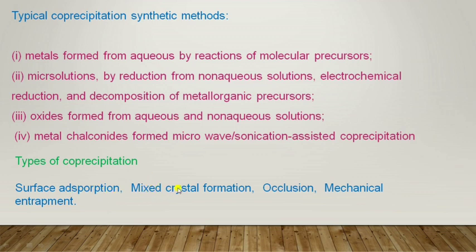The second one, mixed crystal formation, is where one of the ions in the crystal lattice of a solid is replaced by the ion of another element. Occlusion is a type of co-precipitation in which a compound is trapped within a pocket formed during rapid crystal growth. Mechanical entrapment occurs when crystals flow together during the growth.